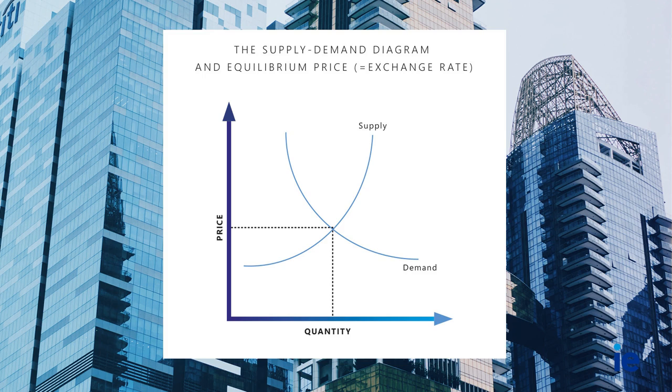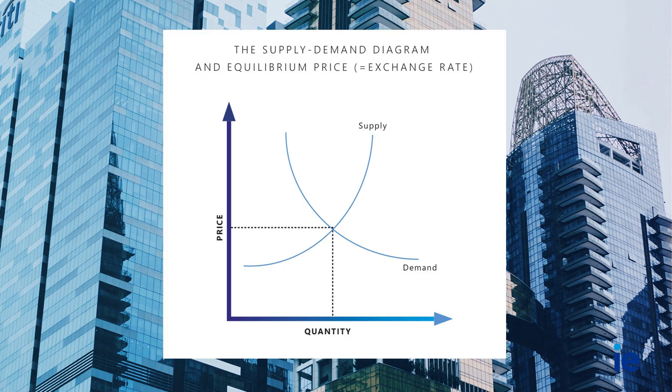The demand curve, then, you can draw sloping downward from left to right, as all demand curves do, okay? And the demand curve shows at a high price for the currency, we don't want to buy very much of it. At a low price for the currency, we want to buy a lot of it, okay?